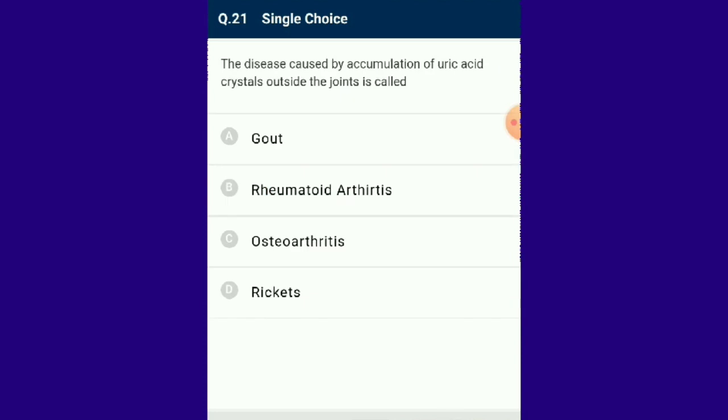Question number 21. The disease caused by accumulation of uric acid crystals in the joints is called. Gout is caused due to excessive formation of uric acid or the inability to excrete it. It gets deposited in joints as monosodium urate salt. It is a type of arthritis. Severe pain attacks, redness, swelling and joint tenderness are the patient's symptoms. It is commonly observed in the big toe. So the answer is option A, gout.